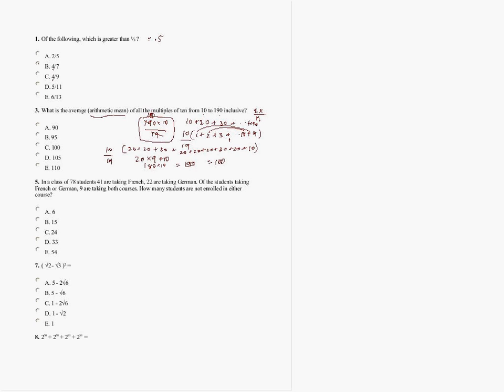Right. So you would add together 41 and 22, 63, and then subtract from 78, which is... No, you have to subtract 9 because 9 is included in both, right? Yes. 9 are taking both courses. So from 63, you have to subtract 9, and then you subtract that from 78. So how much is 63 minus 9? 54. 54, yeah.